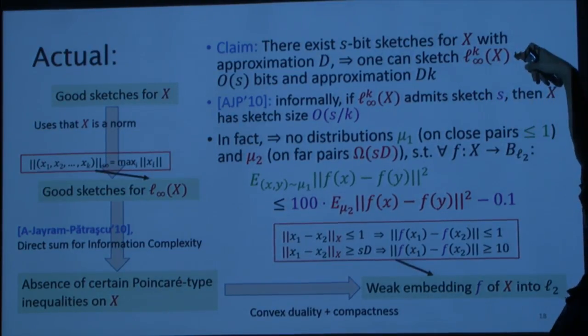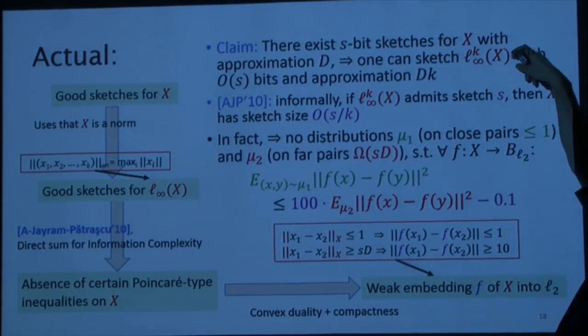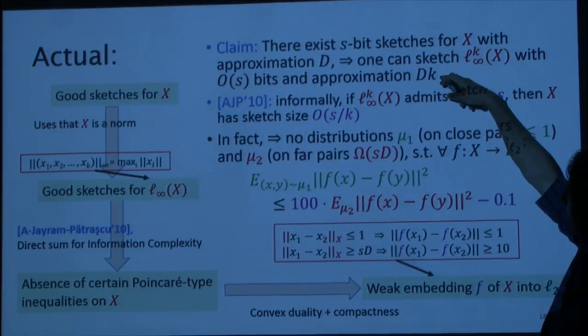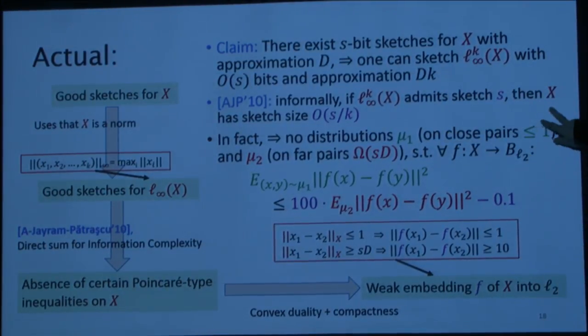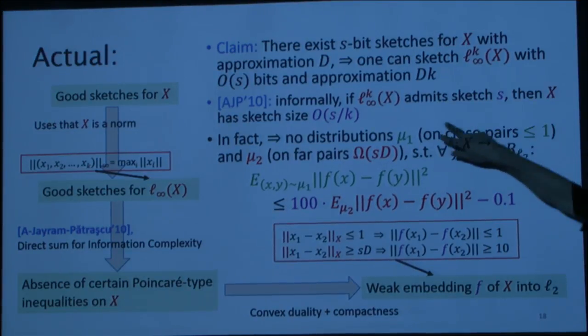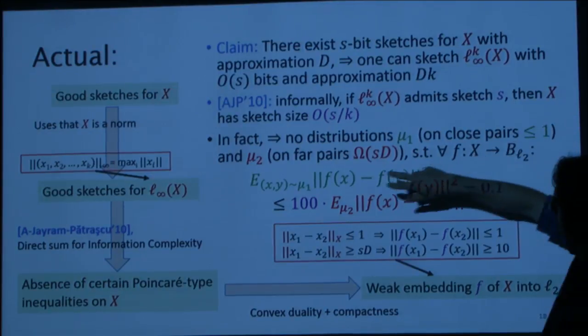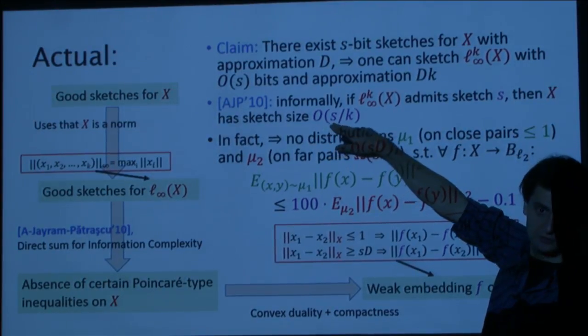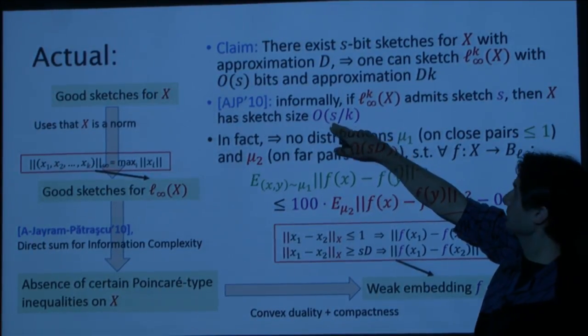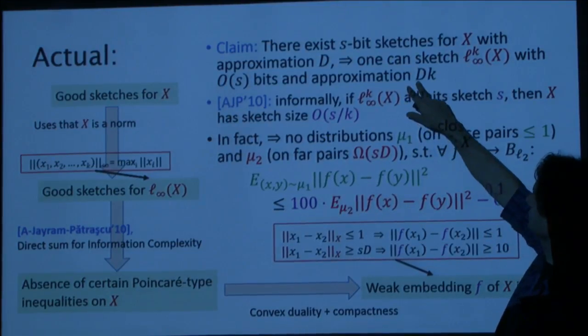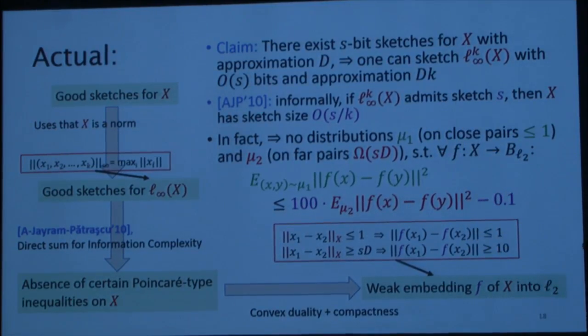We switch to l infinity of x, which still has the same sketch size, but the approximation went up. And then using this theorem, we can use this for k equals s. And this actually implies that x has a sketch size which is constant, now independent of the original parameters. The approximation is d times s. So this is what it says, informally.